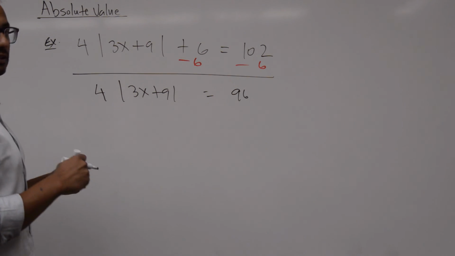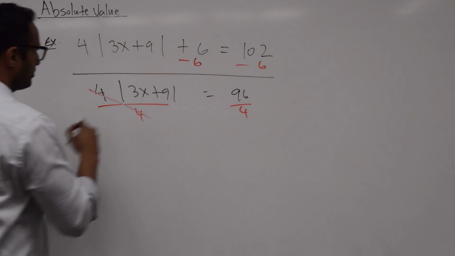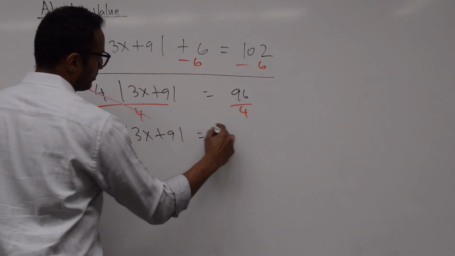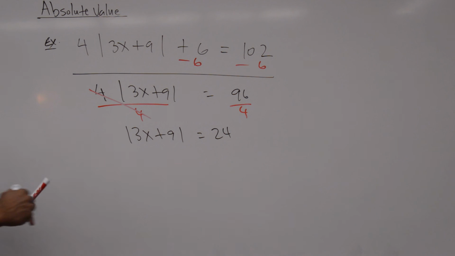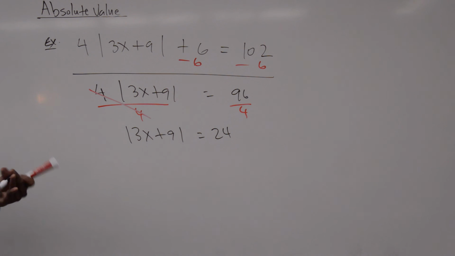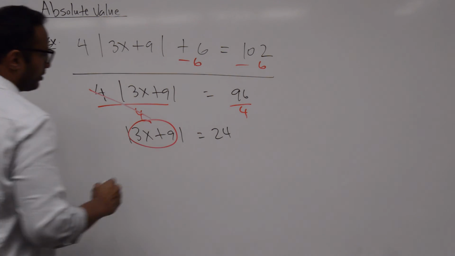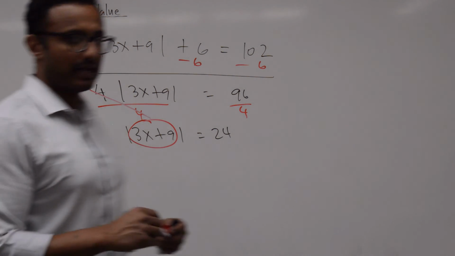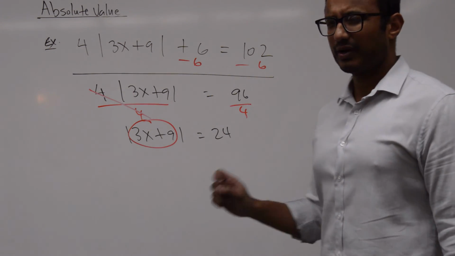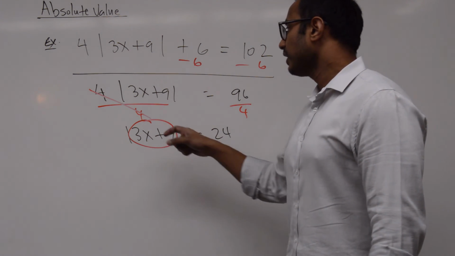The 4 is being multiplied by the absolute value of 3x plus 9, so we're going to divide everything by 4, and you get the absolute value of 3x plus 9 is equal to 24. Okay, once this absolute value is isolated, now we can continue. So you want whatever the expression is inside of that absolute value to equal 24 and negative 24.